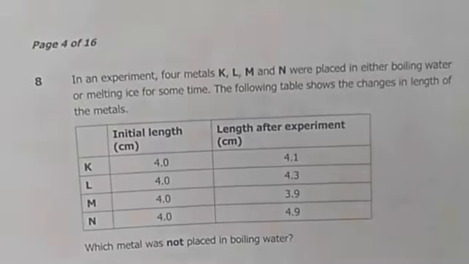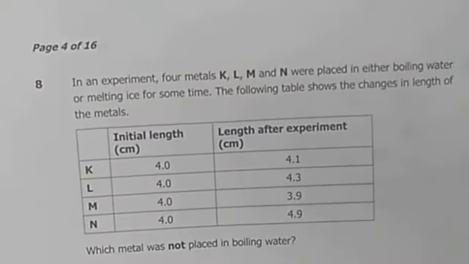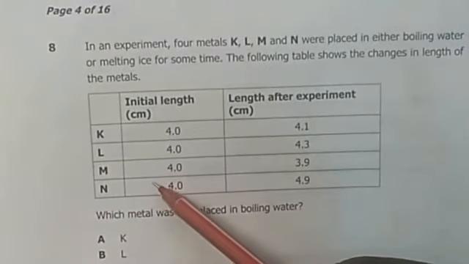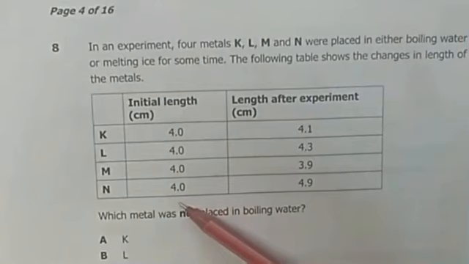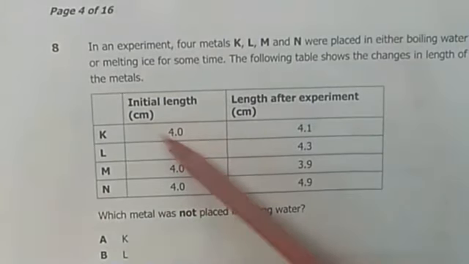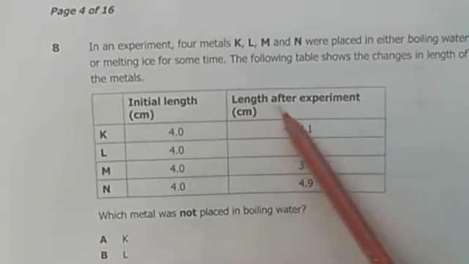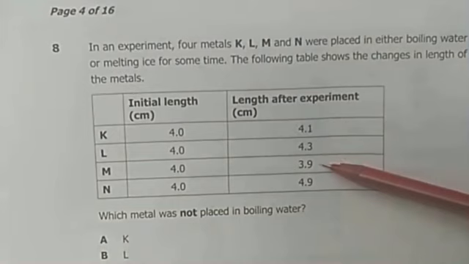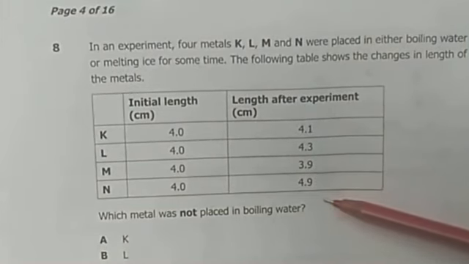Okay, we can go now to question number 8. In an experiment, metals K, L, M, N were placed in either boiling water or melting ice for some time. The following table shows the changes in length of the metals. So now we can see the initial length of the metals. As you can see, all of them were 4 centimeters. And the lengths after the experiment were 4.1, 4.3, 3.9, and 4.9.